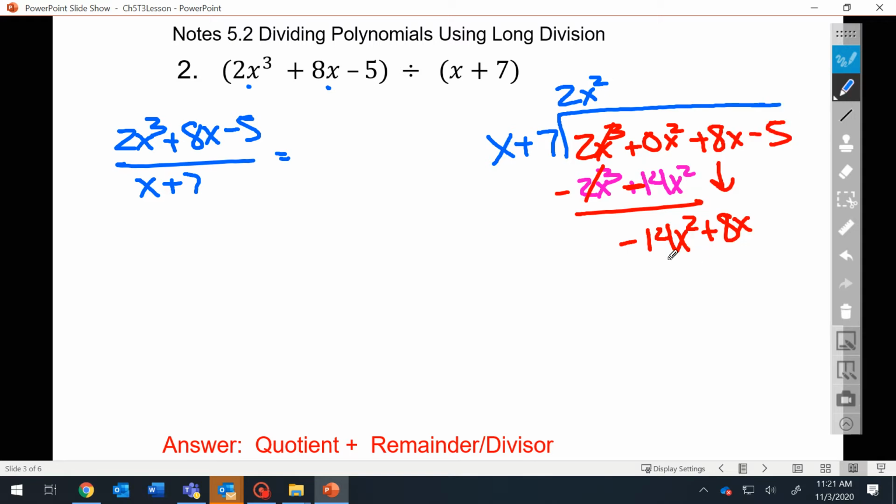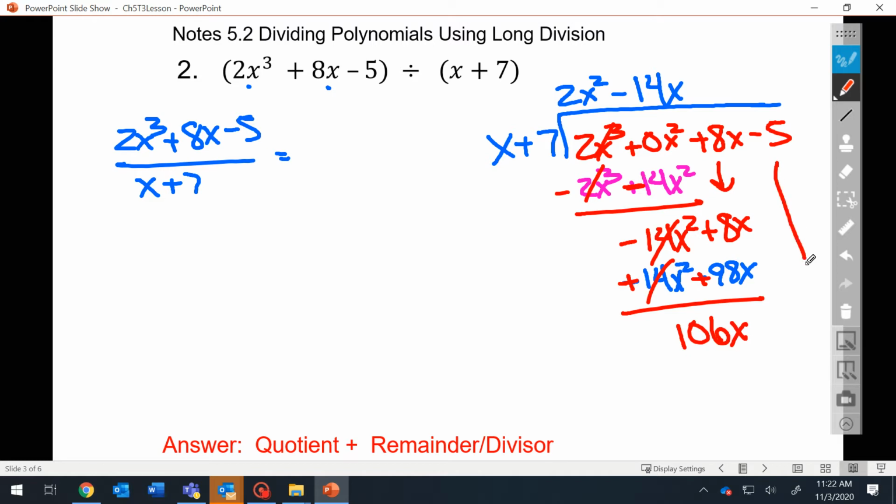How many times does x go into negative 14x squared? Well, negative 14x times. So x times negative 14x is negative 14x squared. And 7 times negative 14x, let's see, 7 times 14 is negative 98x. All right, we're subtracting, so we change the signs. This becomes positive. This becomes positive. These cancel. We got 98 plus 8, which is 106x. We bring down the minus 5, and then we do it all over again.